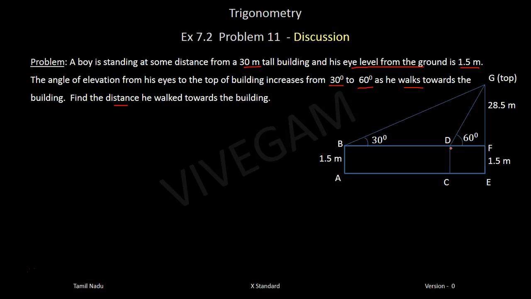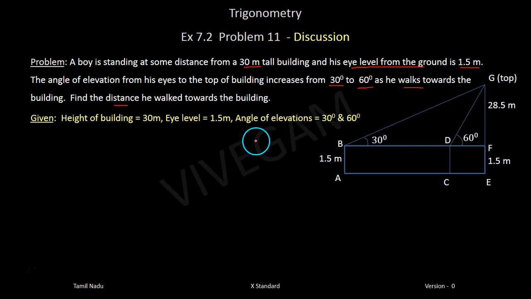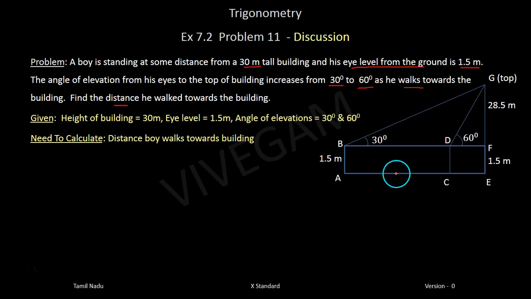Let's list out what is given in the problem. Height of the building is given, 30 meters. The eye level is given, 1.5 meters, right? Angle of elevation is given, 30 degrees and 60 degrees. We are asked to calculate the distance the boy walks towards the building. So he is here initially. He walks towards the building, and this is his final position. So we are asked to calculate AC, right?